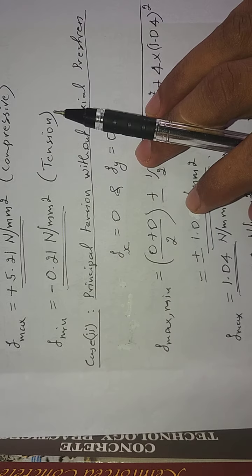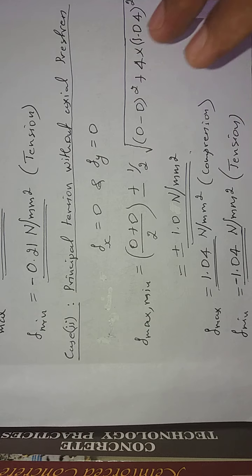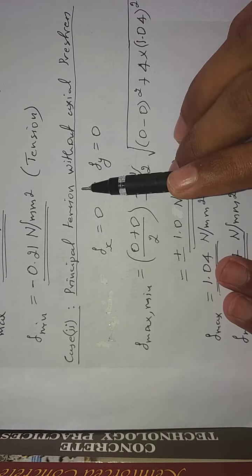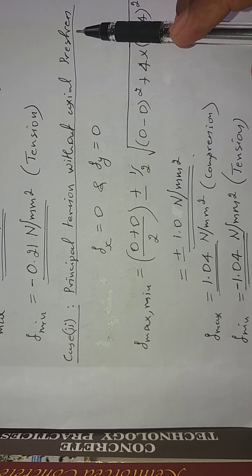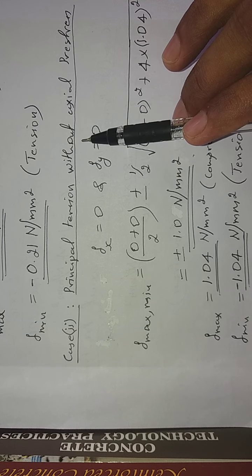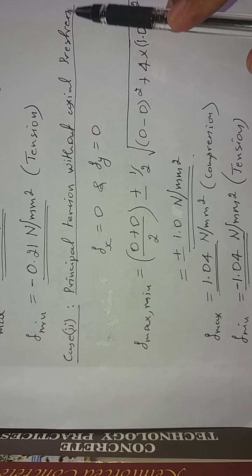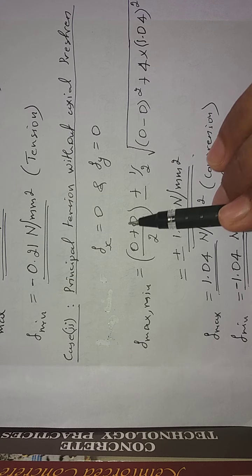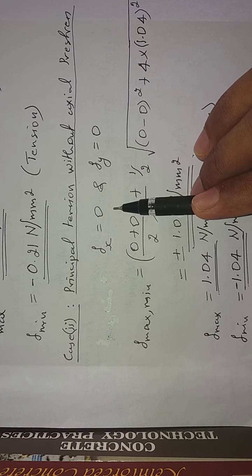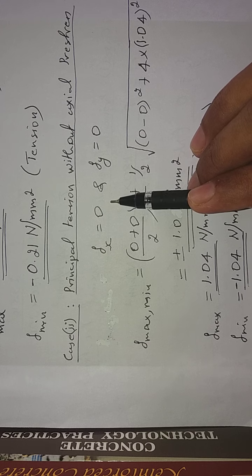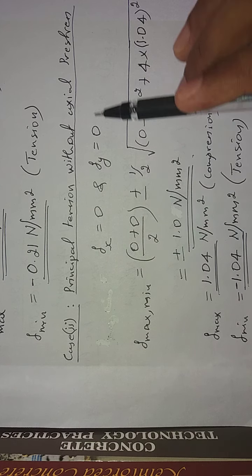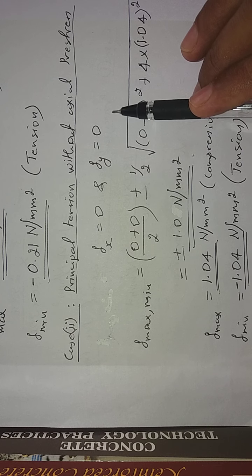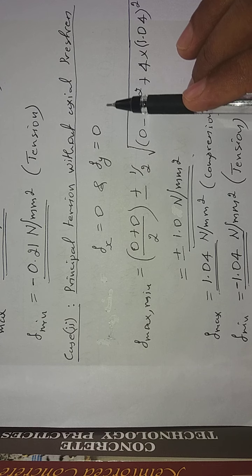Here we'll move on to case number 2, that is nothing but principal tension without axial pre-stress. Earlier we were done with the axial pre-stress, now without axial pre-stress. So Fx will become 0 because P is 0, so 0 by A, Fx will be 0. And Fy, because vertical pre-stress is not given, is also 0.